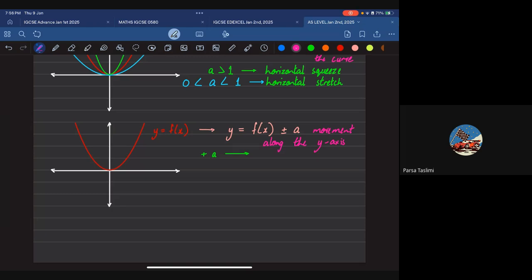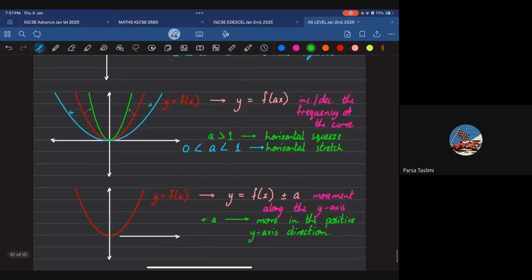Keeping this in mind, if you're adding something to the entire equation, if you're using plus a, what's going to happen is that simply you're going to move in the positive y-axis direction. All right. So you're going to move in the positive y-axis direction. How are we going to do that?